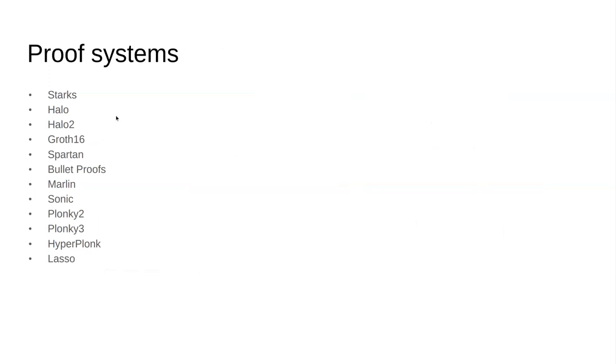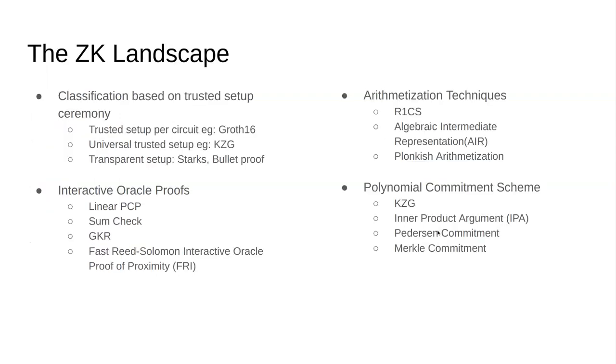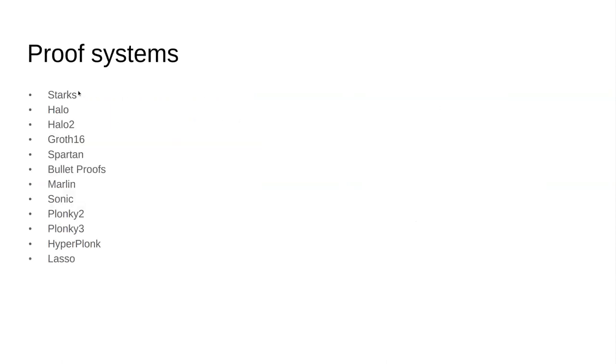So there are a lot of proof systems, and with every day, new proof systems are coming out. We have STARKs, we have Halo. Halo is basically the combination of PLONK and IPA, the inner product argument, for the commitment scheme. For the STARKs, we have the AIR, which is the algebraic intermediate representation, together with the FRI commitments, that we use for the STARK proof system.